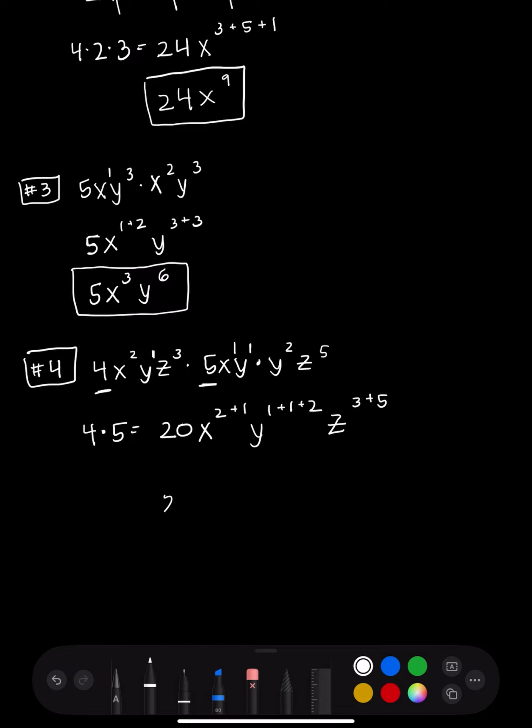When I simplify, I'm going to end up with 20x to the third power, because 2 plus 1 is 3. y to the fourth power, because 1 plus 1 plus 2 is 4. And then z to the eighth power, because 3 plus 5 is 8. And there we have it. This is how we do the product rule of exponents.